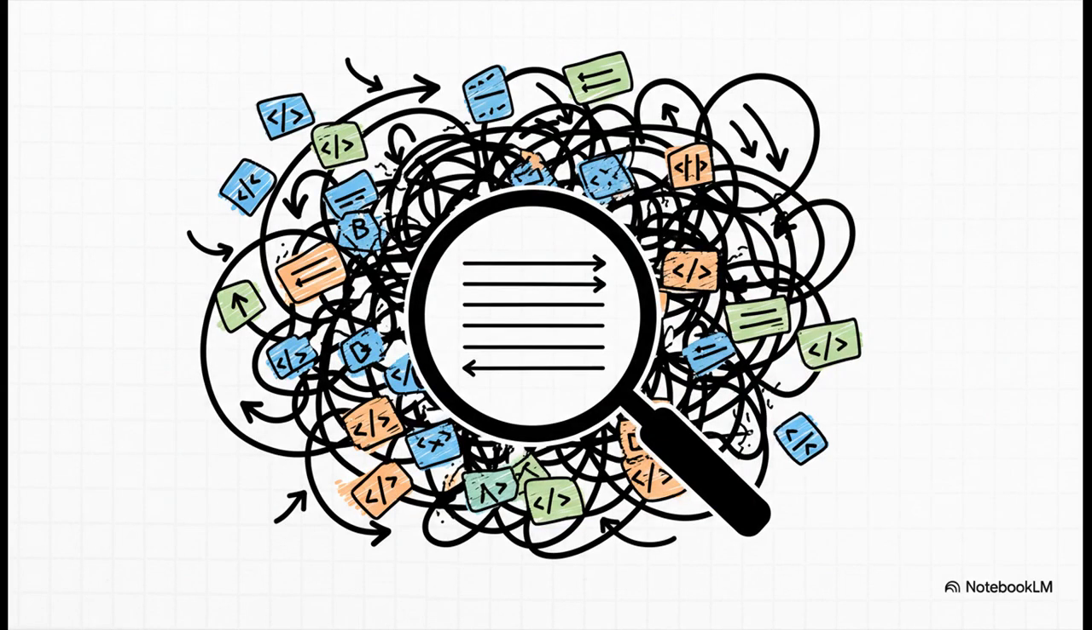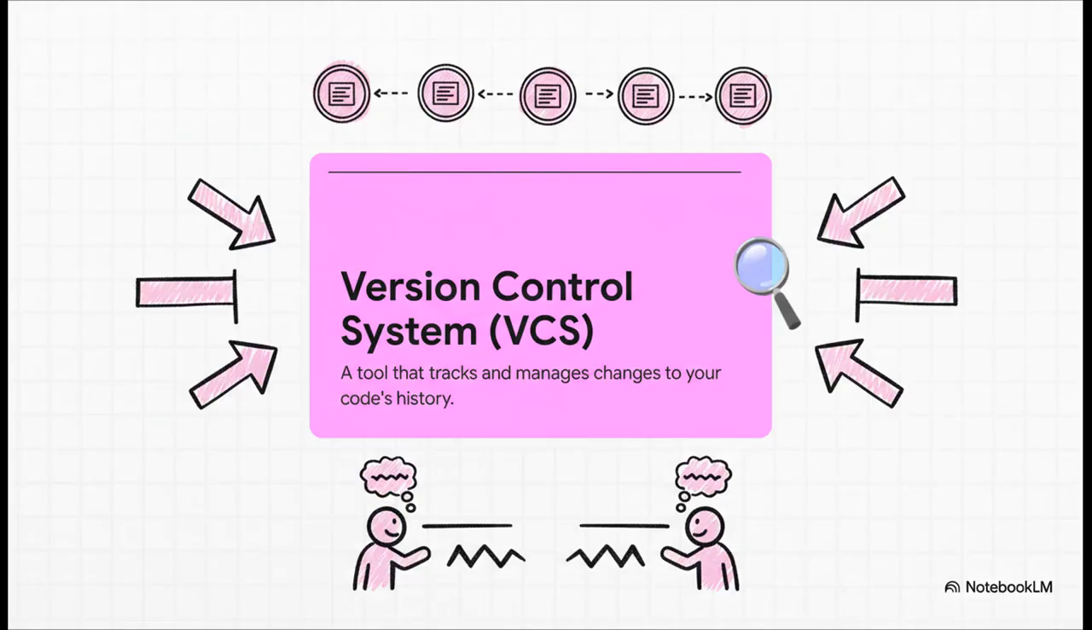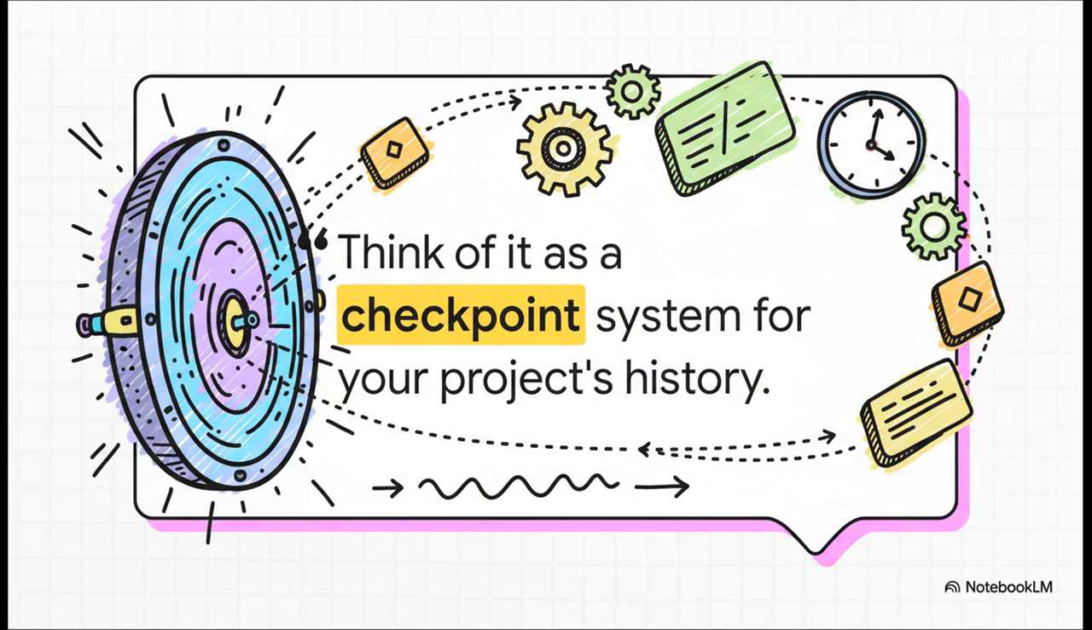Believe it or not, this exact kind of chaos is why a tool called Git was even created. The solution is a version control system, and Git is the most popular one out there, period. It's kind of like a time machine for your code, creating these little checkpoints you can always jump back to.